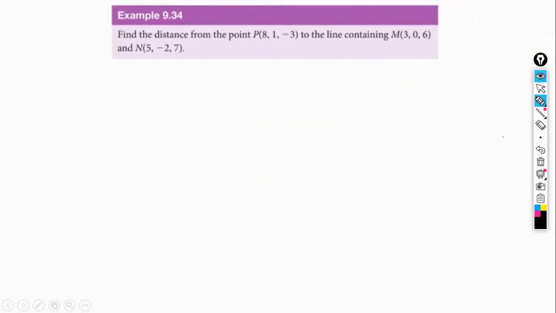We continue with example 9.34, and it says, find the distance from point P (8, 1, -3) to the line containing M (3, 0, 6) and N (5, -2, 7). So this is in the 3-dimensional plane. So let's recall the theorem, right? We have a line L and a couple of points on that line, in this case M and N, and then a point P, and we want to find the distance from point P to the line. Now, this has to be a right angle, right?